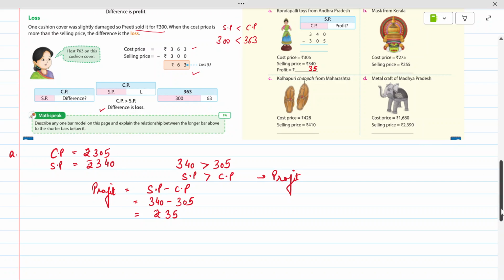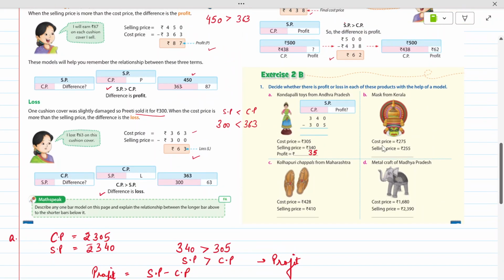Moving to the B part, I am just trying to write it here. For the B part, the mask from Kerala, the cost price of the mask is rupees 275. That means it was bought at rupees 275 and the selling price is rupees 255. That means it was sold at the price of 255. So kids, here we can see that 255 is less than 275, right?